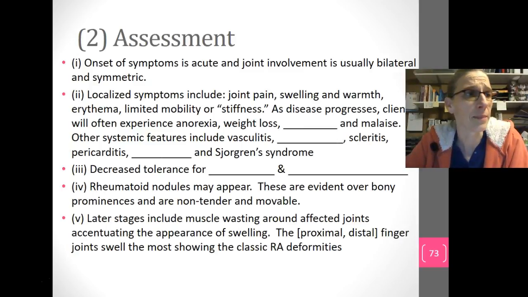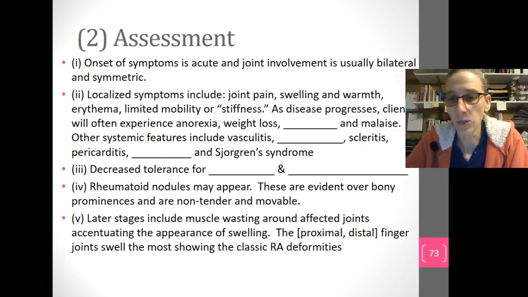Rheumatoid nodules may appear. They're evident over their bony prominences and are non-tender and movable. So you can actually move these nodules over the bony prominences. Later stages include muscle wasting around the infected joints, accentuating the appearance of swelling. So if the muscle is wasting around the joints, then obviously that swelling looks so much larger.